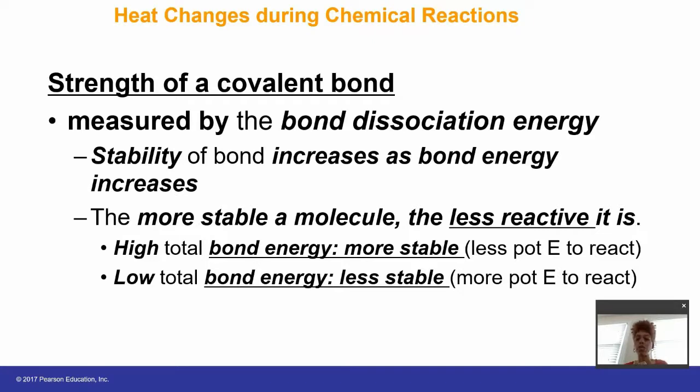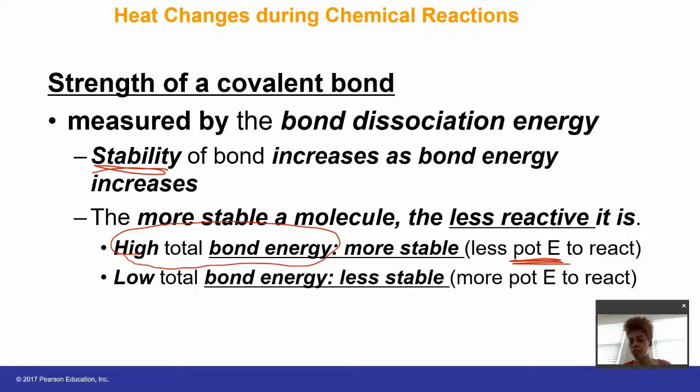And the more stable a molecule is, the less reactive it is. We already mentioned that a minute ago. Remember, we said stability has to do with reactivity. So if I have a high total bond energy for the entire molecule, it's going to be more stable, and it has less potential energy to react. The opposite is true for low bond energy. The lower the bond energy, the less energy we have to add to break bonds, and the less stable it's going to be.